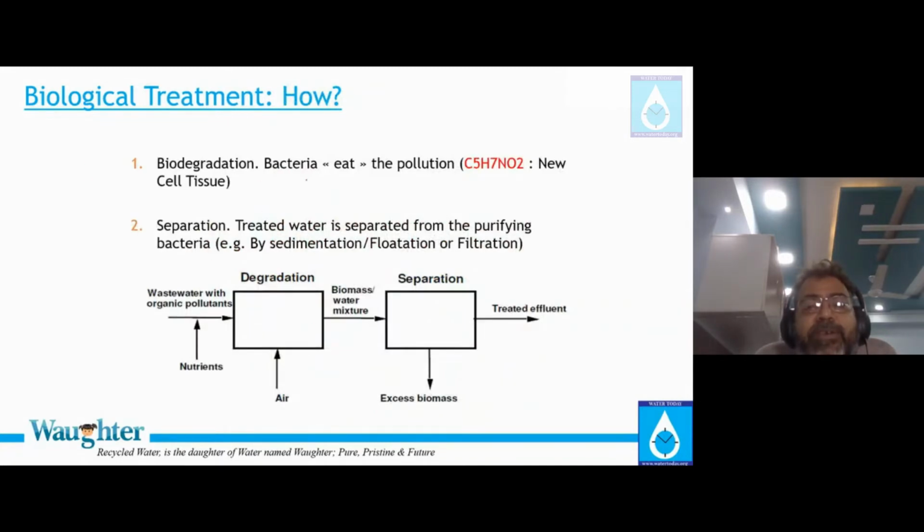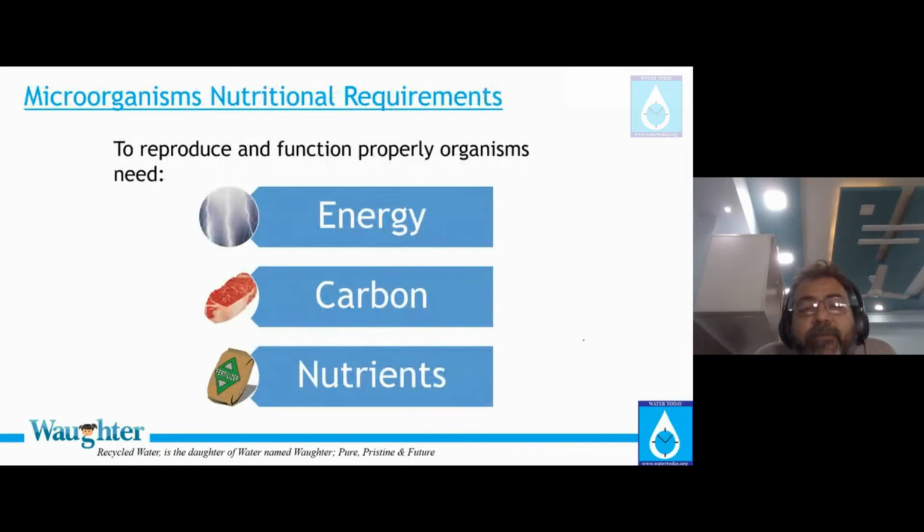This slide we covered, but again I repeat: biodegradation is a two-step process where the pollution is converted by eating by bacteria. So bacteria eats the pollution, makes a new cell. If you provide nutrients and air, this biomass and water mixture goes to the separation process. You remove the excess biomass, you get the treated effluent.